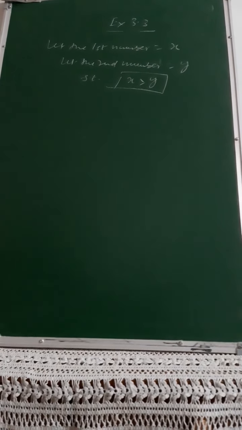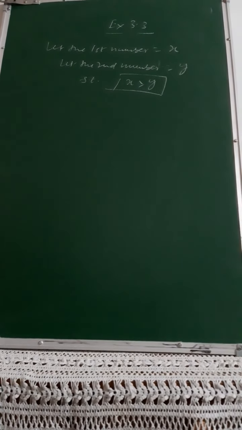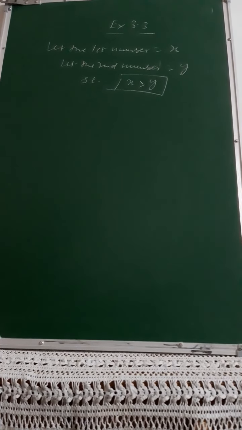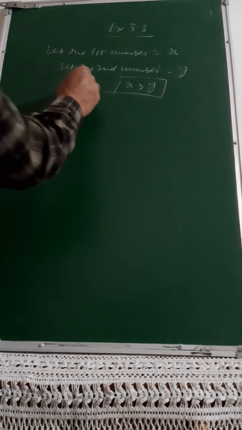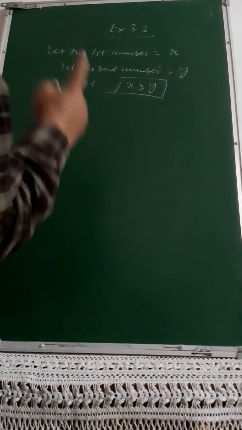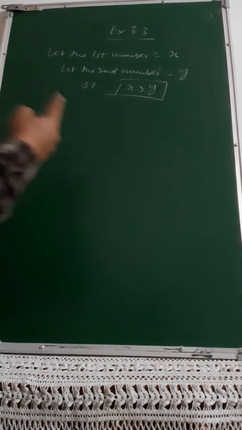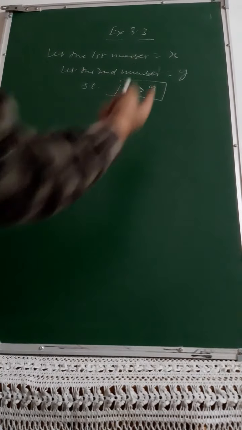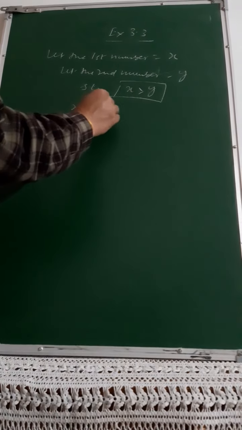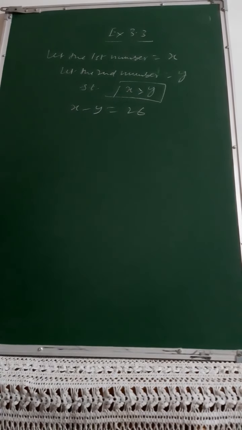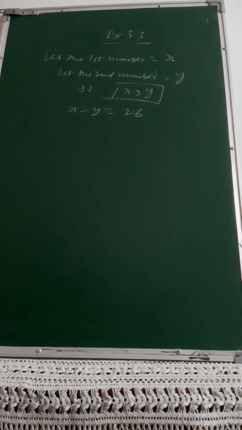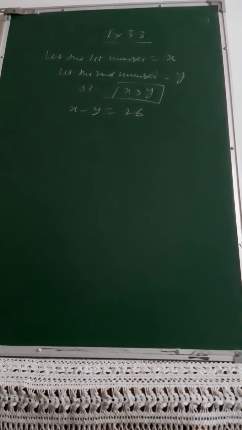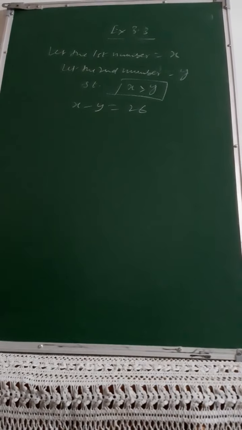Why I am saying x is greater than y: here we are talking about the difference between the two numbers being 26. If I have made it clear just in the very beginning of my answer that I am considering x is greater than y, so I can write that x minus y is equal to 26 without any hesitation, because I know that x minus y will now result in 26.